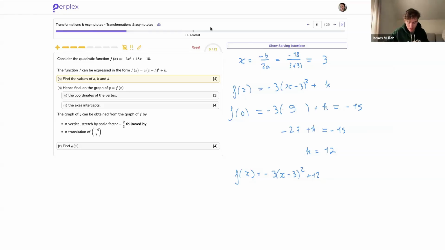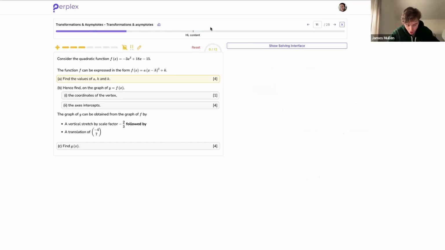Check for questions. Okay, that was part A. Now in part B, I'm trying to find, on the graph of y = f(x), the coordinates of the vertex and also the axes intercepts. I now have f(x) = -3(x - 3)² + 12. That's the vertex form, which means I know exactly where the vertex is. Remember that when I have the form a(x - h)² + k, I have a vertex at (h, k), because the vertex happens when the term inside is 0, in which case the only thing left for the y is k. So in this case, the vertex is at (3, 12). That is the answer for B(i).